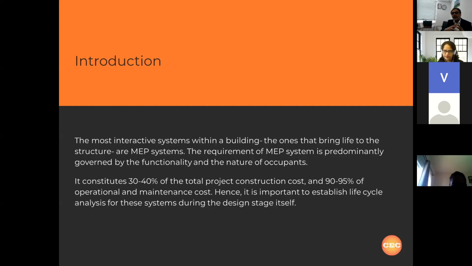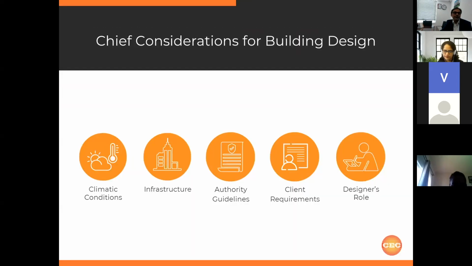When we go further into operation, these costs are about 90 to 95%. So it is important for all stakeholders to understand the selection and implementation of design, how it will work during design and installation, and how it will perform during operation and maintenance. Those aspects we will go through one by one as part of further discussion. As we mentioned, climatic conditions, infrastructure, authority guidelines, and client-specific requirements are the key parameters for the designer's role.